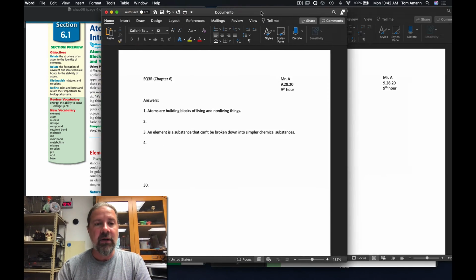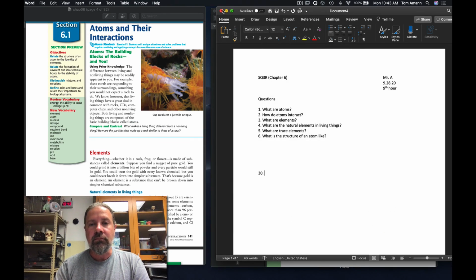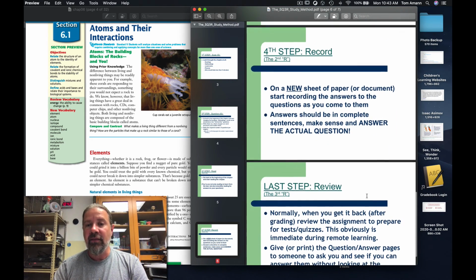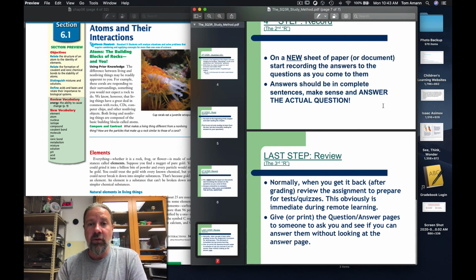All right, let's go back to our list. So that would ultimately get you through step 4, because you're recording those answers, and make sure they actually answer the actual question. So someone could write a complete sentence, but it has nothing to do with the question they posed, and obviously that's not the point, the goal.